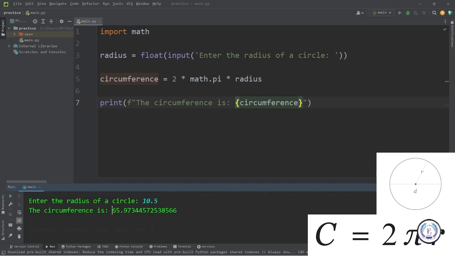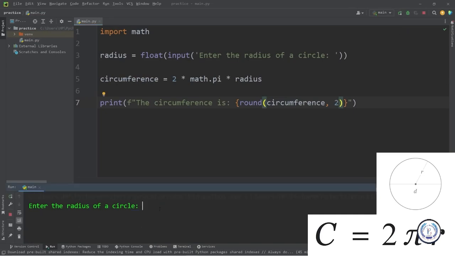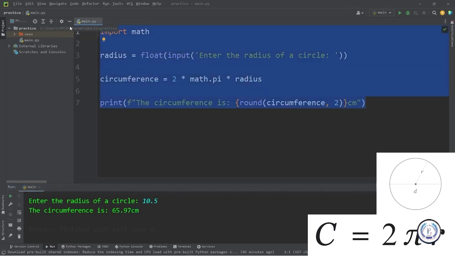The circumference is 65.97. If you want to round and truncate some of these numbers, we can use the round function around circumference, then round to a given decimal place. I'll round to 2 digits. Again, 10.5 rounded is 65.97. You could add a unit of measurement too. Let's say centimeters. 10.5 is 65.97 centimeters. All right, that is the first exercise.